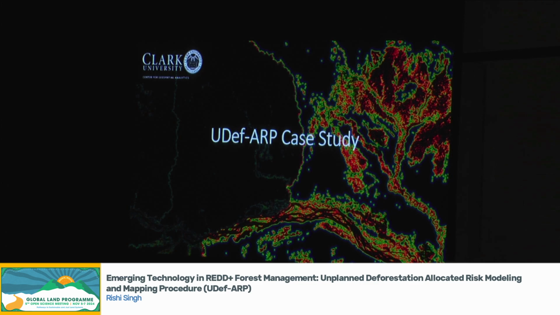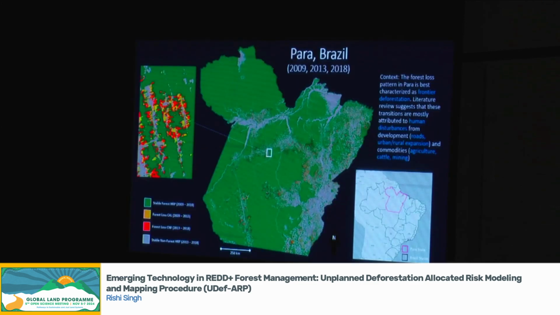So I'm going to just jump into a case study. So as Ron mentioned, this is the state of Pará in Brazil. This is the FCBM 4 class map that Aaron was talking about that is very paramount to all the work. This is sort of the logical starting point.